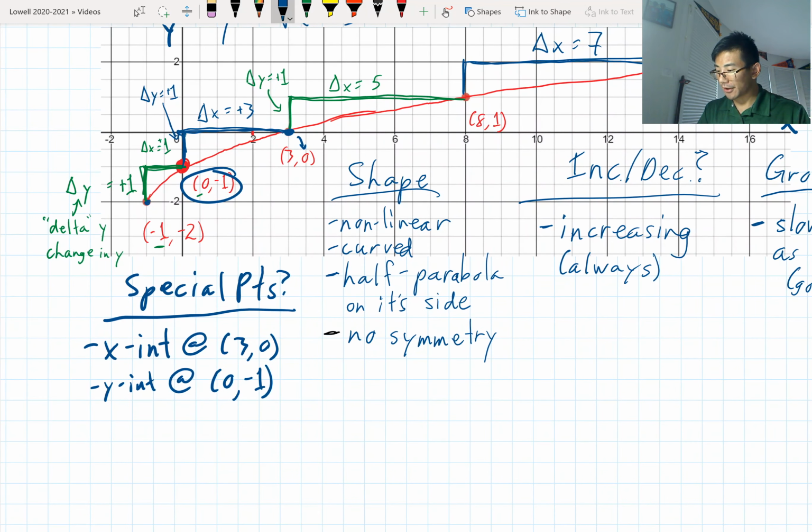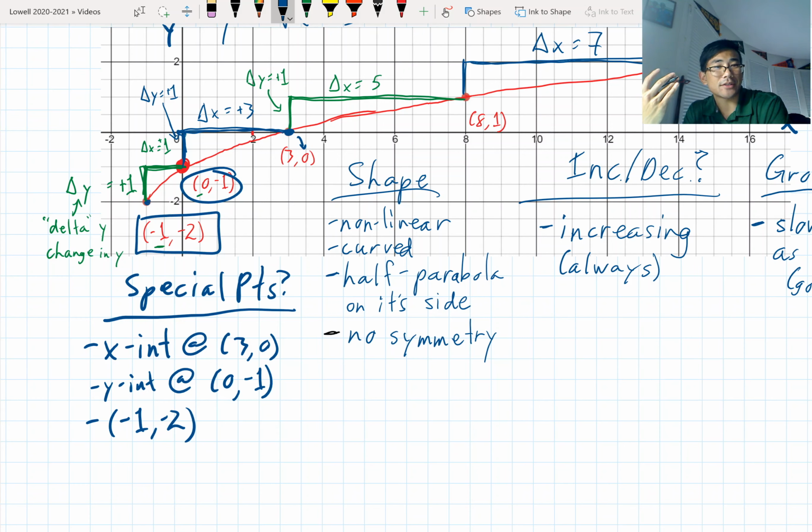We could also point out here that -1, -2 kind of is special, because if you take a look at this point, it's kind of where the graph actually starts, right? The parabola doesn't quite have a starting point because it goes off forever in both directions. It just keeps going down or up, depending on the parabola. But this one actually does. And if we think about it as a half parabola on its side, that would be the vertex, actually.